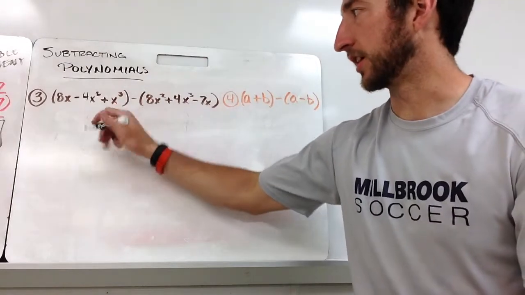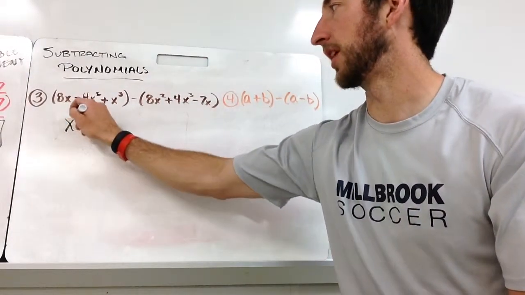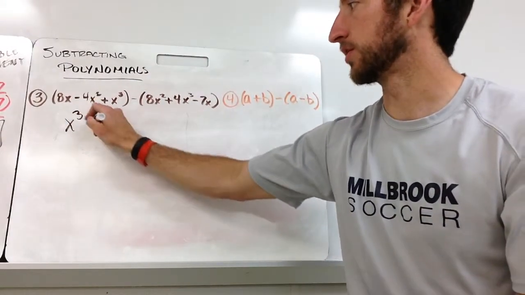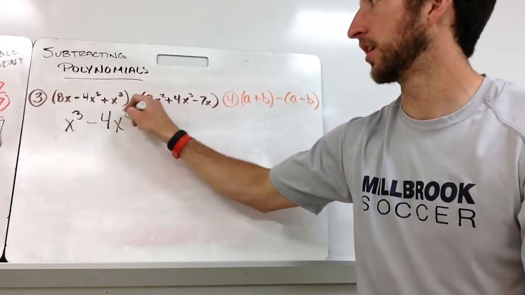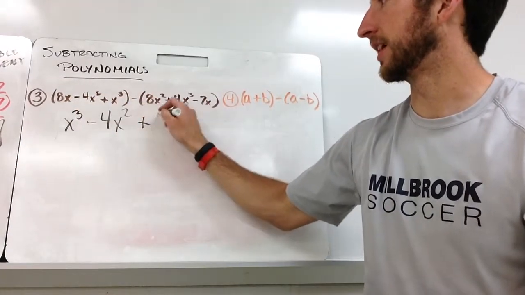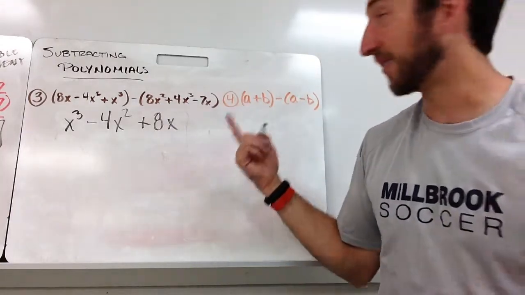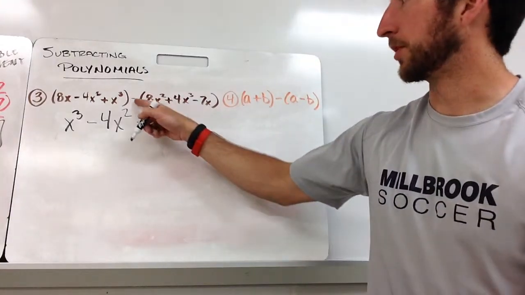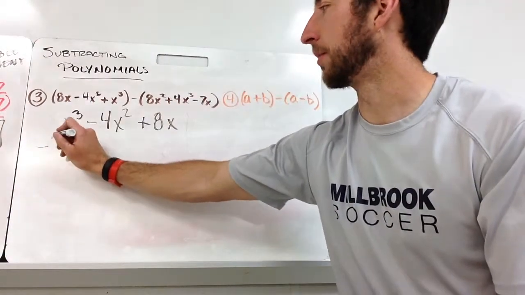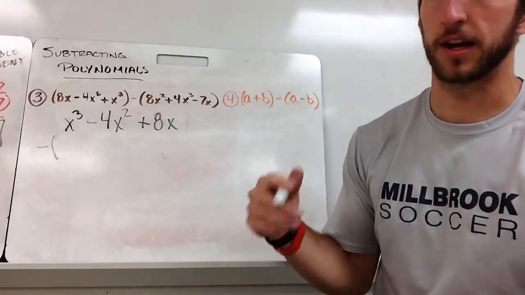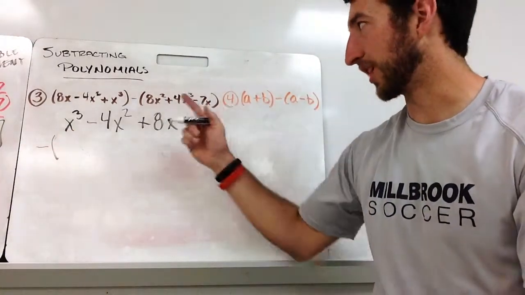My biggest degree is x to the third, so I'm going to write x to the third first. My next one is minus 4x squared. Then I'm going to have a plus 8x, and if you want to, you could do plus 0. Alright, and now I'm going to put a minus, and then parentheses to make sure that I distribute that negative throughout the whole parentheses.